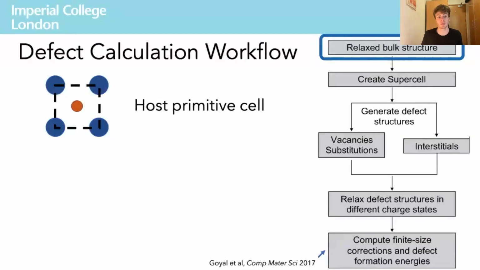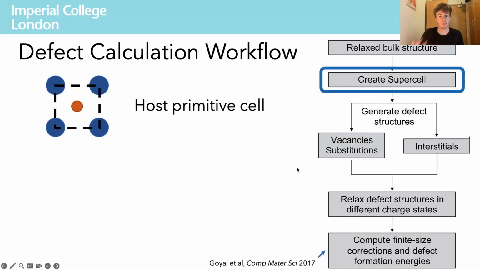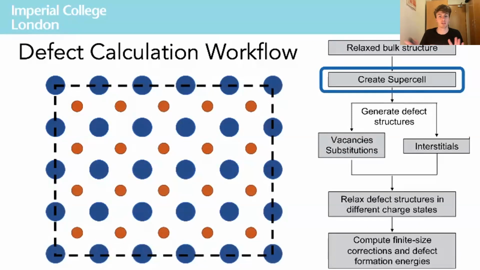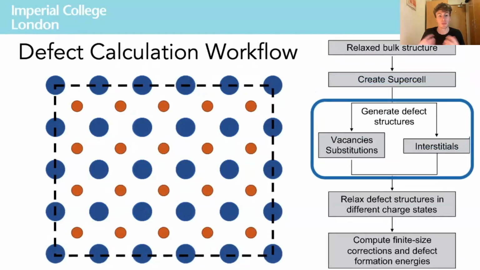Okay, so by far the most common approach for modeling point defects in solids is the so-called supercell approach, where first we start with our relaxed crystal structure of the host material. We then generate a supercell of this crystal, which is large enough to avoid significant defect-defect interactions with neighboring supercells. With this supercell as our base, we can go on to generate the different types of defects that we'd want to calculate. For example, here we make a vacancy by just removing one of the red atoms like this.